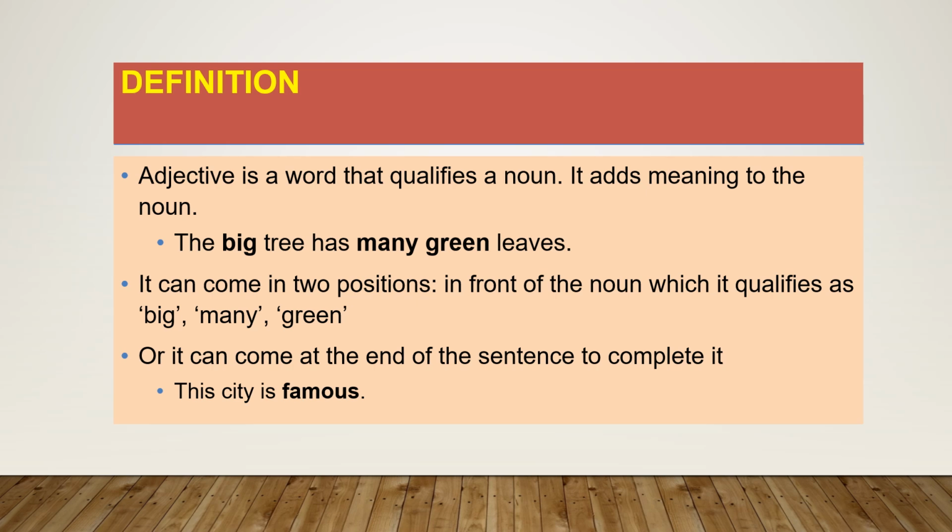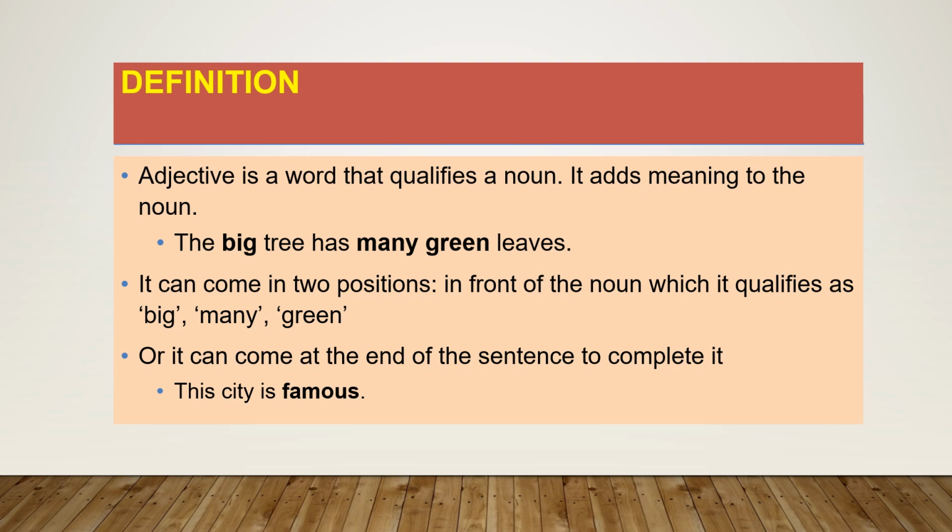Now you see, suppose you have the tree has leaves. That is a complete sentence. No problem is there with that sentence. But you want to say something more about these two nouns, the tree and the leaves. Then you can say the big tree has many green leaves. Now there are two adjectives for leaves, many and green. For tree there is one adjective and that is big.